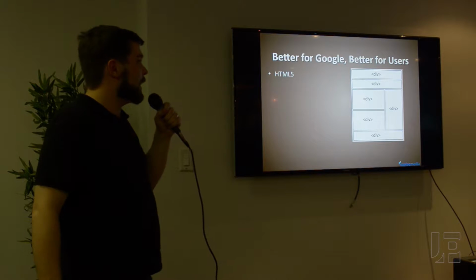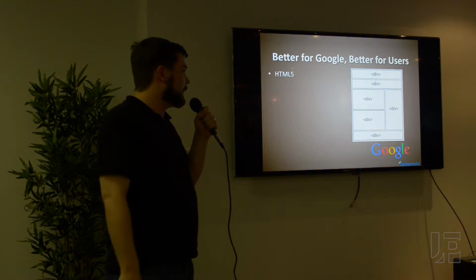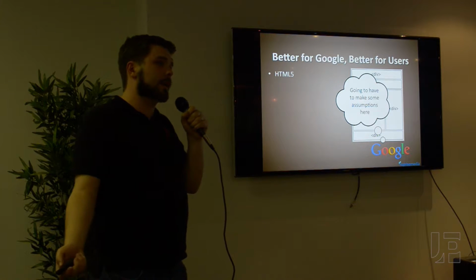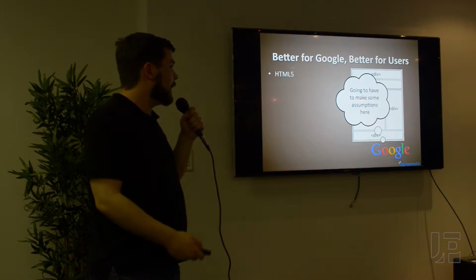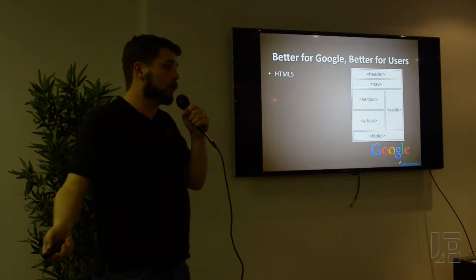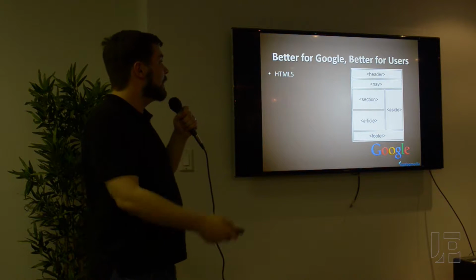Back before HTML5, you'd have a page, you have a whole bunch of boxes, they're all divs. Search engine comes over to this, looks at it, and is like, well, I'm going to have to figure this out. I don't really know what this page contains. I'm going to have to analyze it, and maybe I'll be able to figure it out. If it's a standard WordPress template, probably pretty easy. If you did a whole bunch of custom stuff, maybe not so obvious.